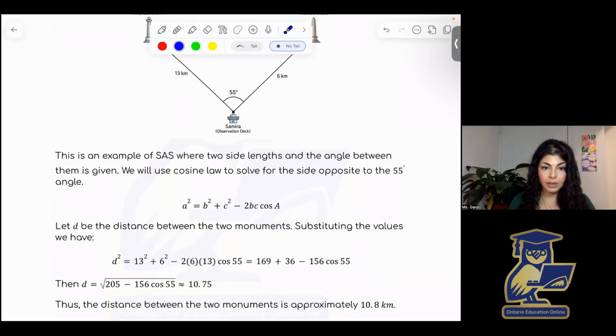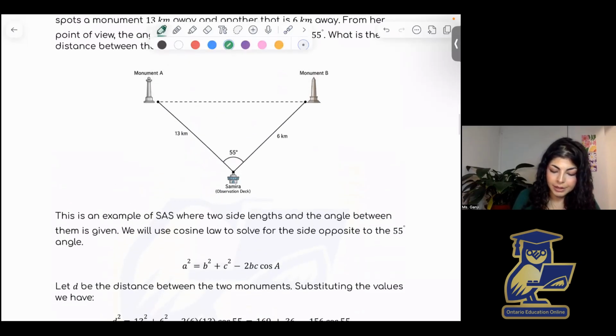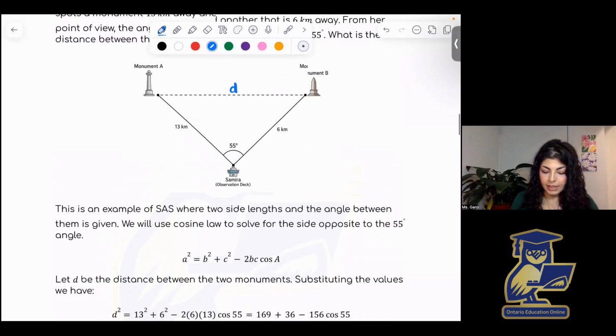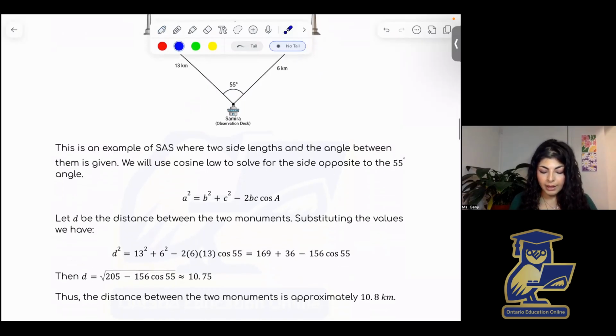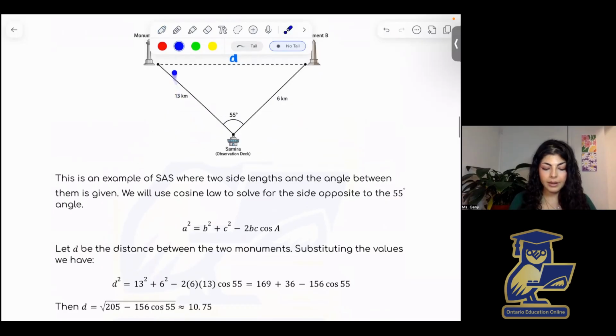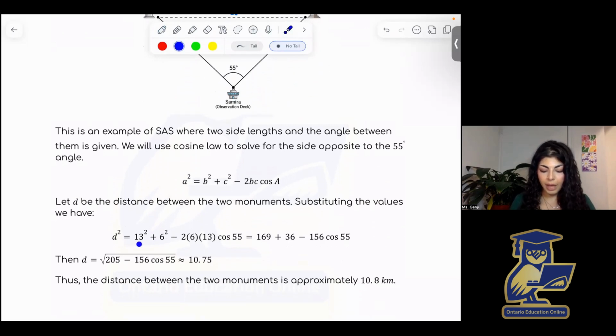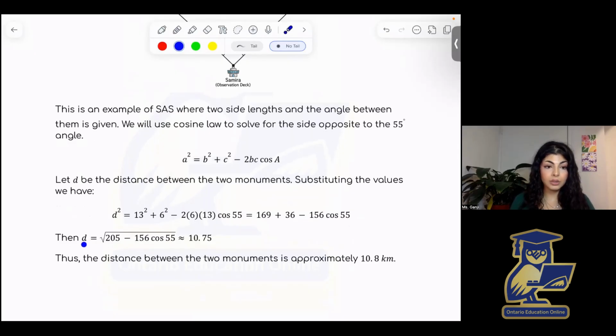So that's, remember, cosine law, that's the formula for it there. And we define our variable. So this is D here, and D is the distance between the two monuments. So substituting the values we have, we find that D squared is going to be equal to 13 squared plus 6 squared minus 2 times 6 times 13 and cosine of the opposite angle, which is 55 degrees. And here we have 169 plus 36, and this gives me 156 cosine of 55. And if I evaluate this and take the square root, then D is approximately 10.75.